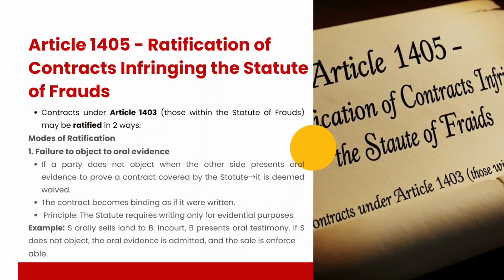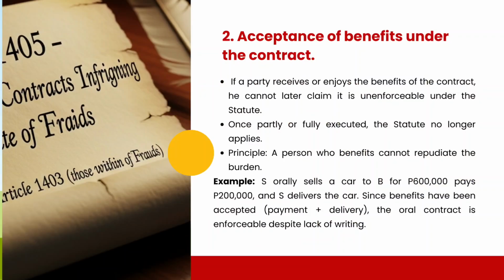The failure to so object amounts to a waiver and makes the contract as binding as if it had been reduced to writing. The requirement of a written form is for evidential purpose only. And 2. By acceptance of benefits under the contract. In this case, the contract is no longer executory, and, therefore, the statute does not apply. This rule is based upon the familiar principle that one who has enjoyed the benefits of a transaction should not be allowed to repudiate its burdens.